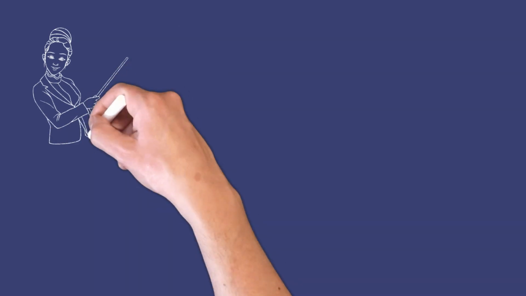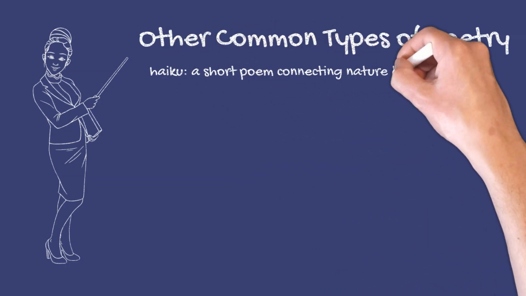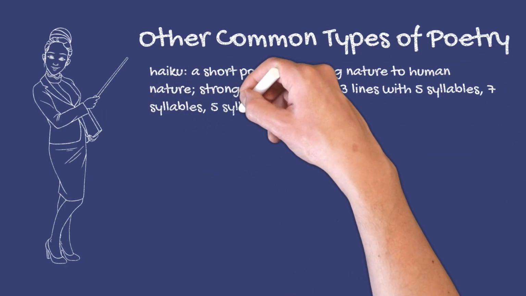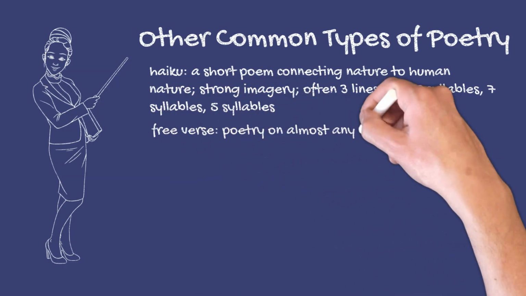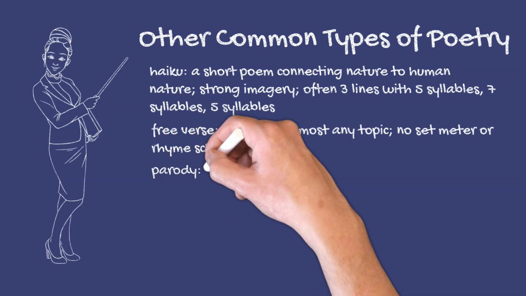Some of the other types of poetry that we're going to explore are the haiku, a Japanese poem. It's a short poem that connects nature to human nature. Often it's written in 3 lines with 5 syllables, 7 syllables, and then 5 syllables. Free verse is poetry on almost any topic and has no set meter or rhyme scheme. It's probably the easiest type of poetry to write because it's so, well, free.